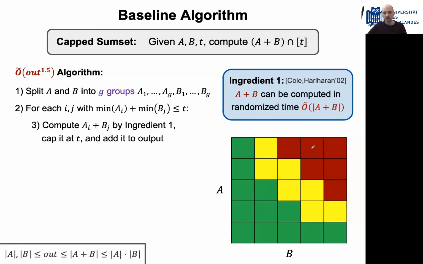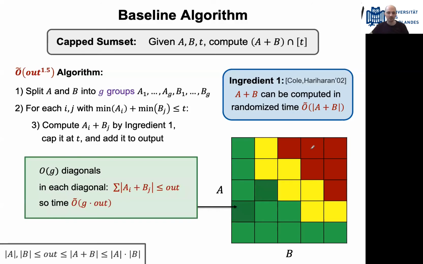Now what we do is we iterate over all the green and yellow boxes, all the boxes that have some pair summing to at most t. For each such green or yellow box, we just compute the sumset ai plus bj. So just all the distinct sums within a block. And we do this using this ingredient one, this Cole-Hariharan algorithm. Once we have this, we throw away everything above t and we add it to the output. Very simple algorithm. Just iterate over all the green and yellow boxes and compute their sumsets using ingredient one.